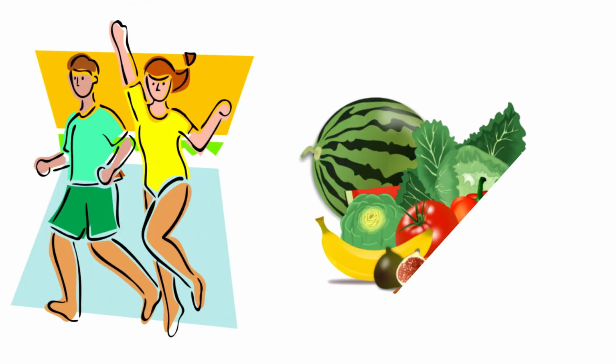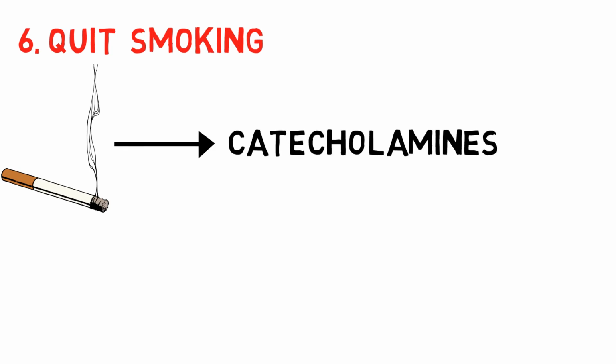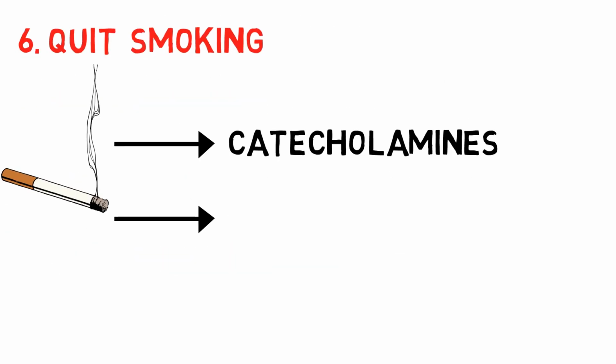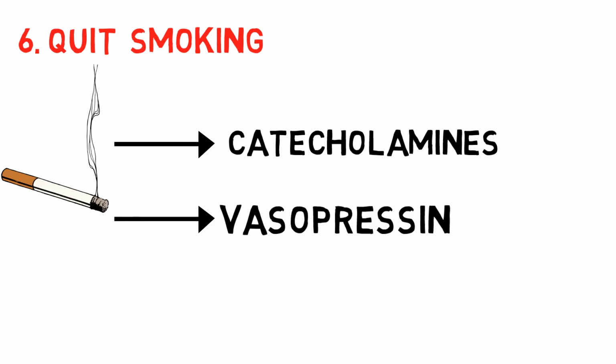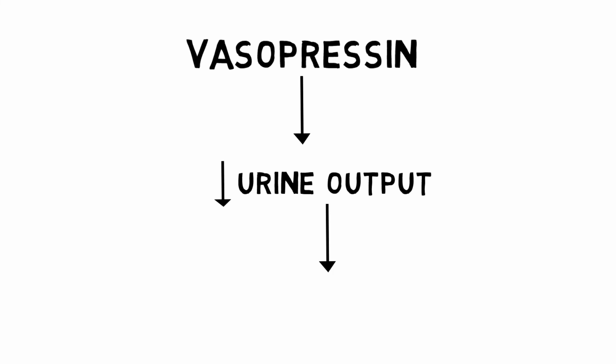Coming to the last way, that is, quit smoking. Cigarettes contain an alkaloid known as nicotine, which increases the secretion of catecholamines like epinephrine, norepinephrine, and dopamine in the body, and probable increase in the secretion of a hormone called vasopressin. Vasopressin decreases the urine output, thus increasing the fluid content in the body, leading to a high blood pressure.